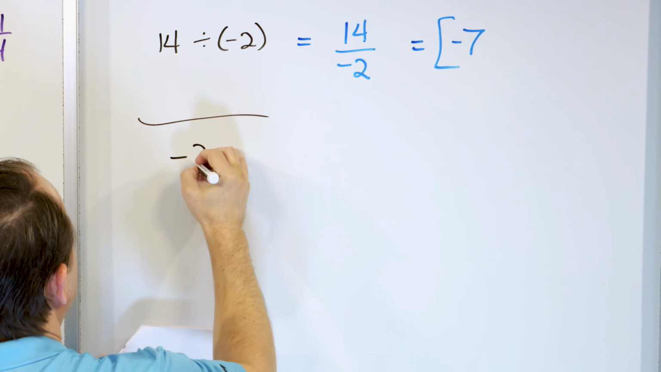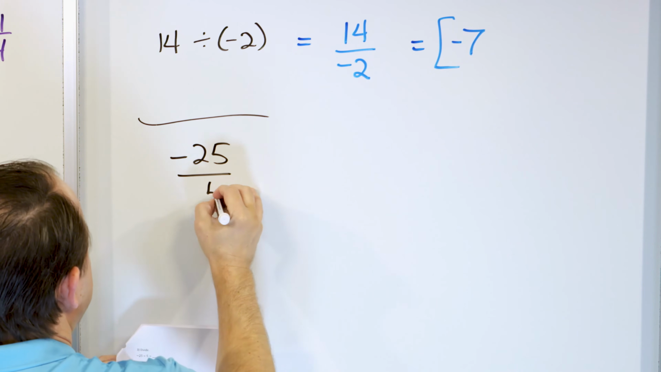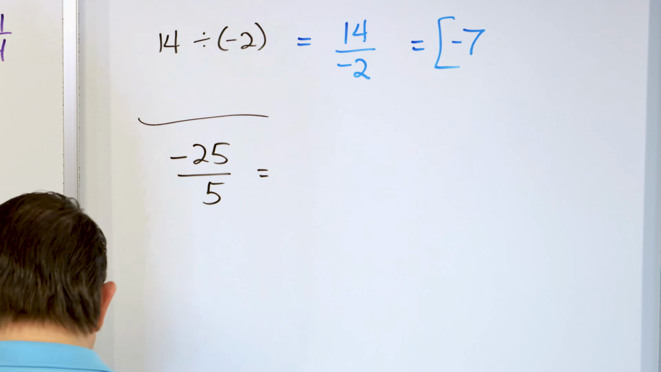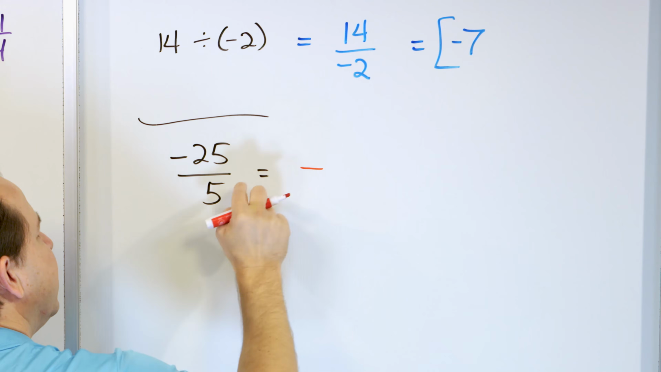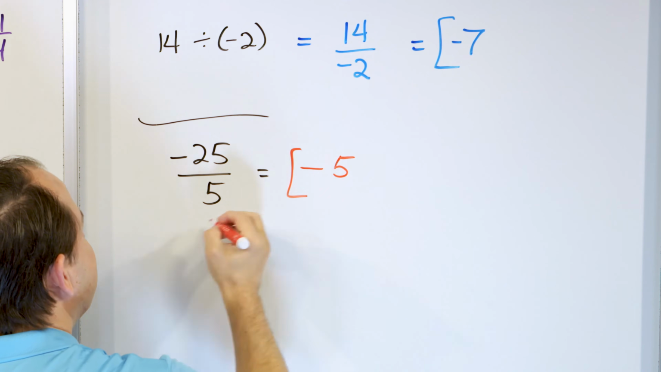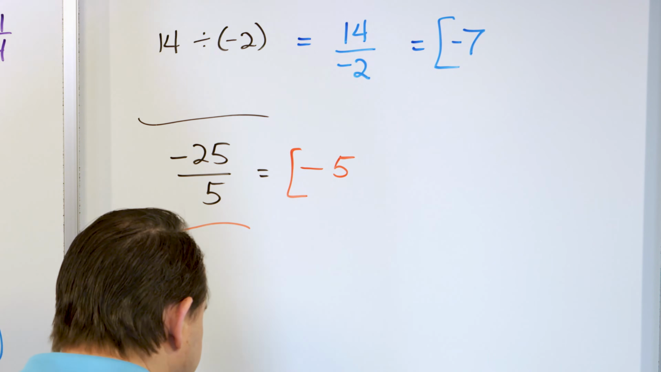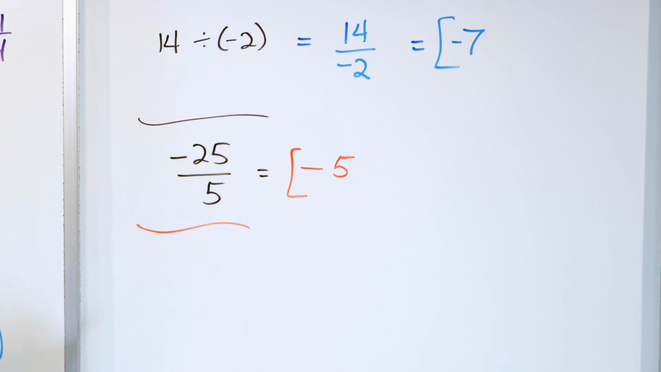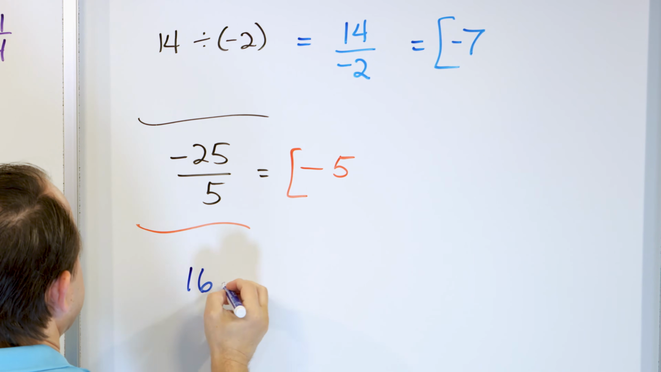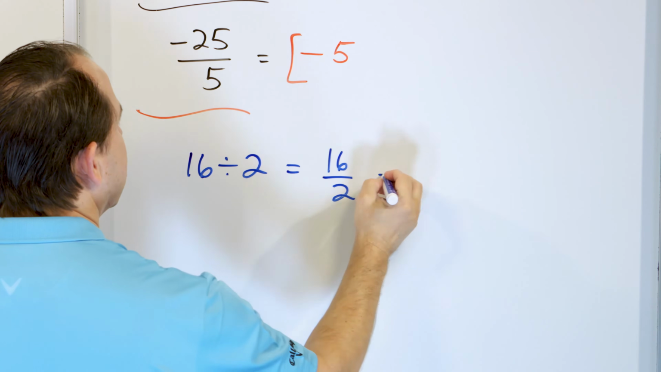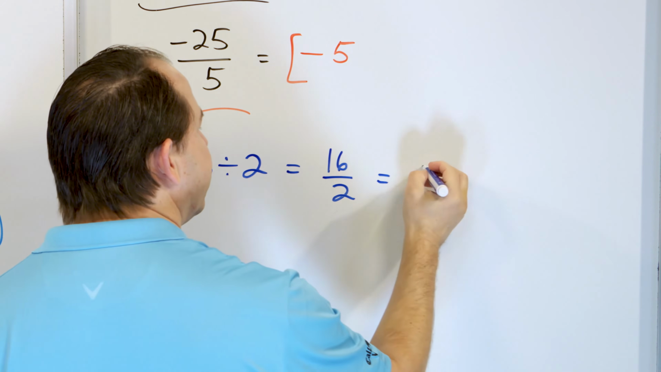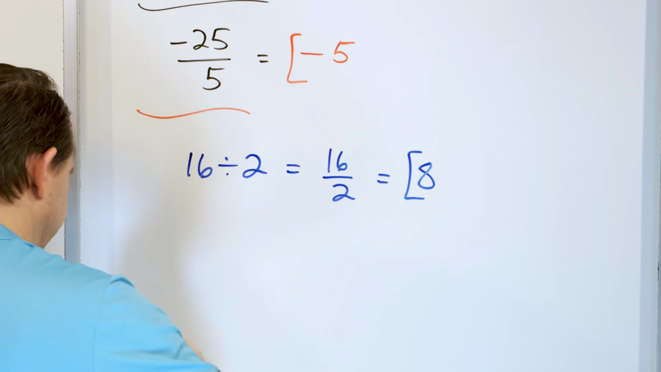What about negative 25, and we'll divide that by 5? Well, again, here the signs are different, so the answer has to be negative. 25 divided by 5 is 5, so the answer is negative 5. And you see the problems go very, very fast once we get in the groove here. What is 16 divided by 2? Well, we're going to write this as 16 over 2, and it's positive divided by positive, so we get positive 8. 16 divided by 2 is 8.